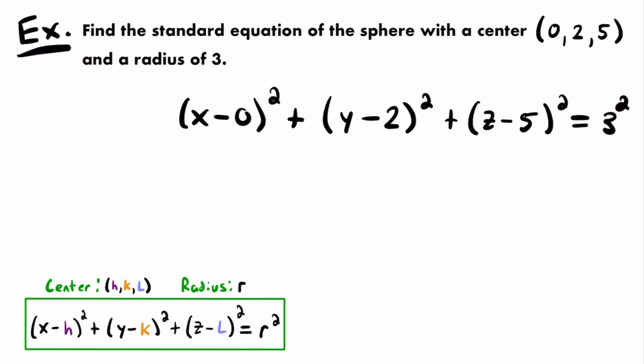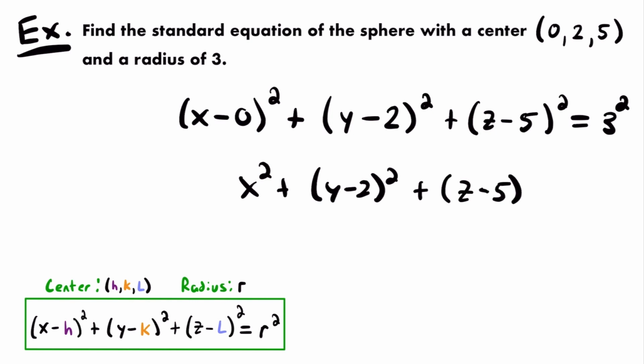Okay, now I guess you could leave it in this form. That's perfectly fine, but there's a couple things that we can simplify here. X minus 0 is just x. So this is x squared plus y minus 2 squared plus z minus 5 squared, and then we can set that equal to 9 since 3 squared is 9.